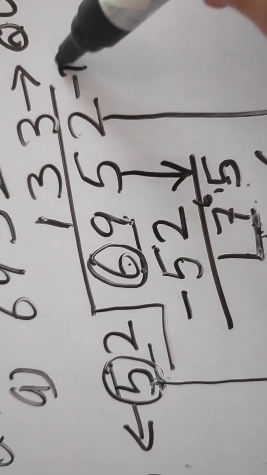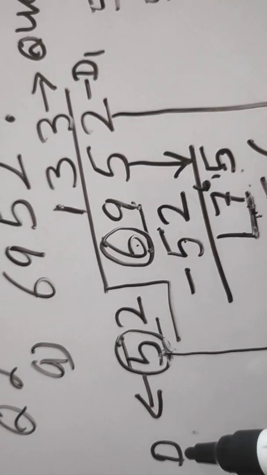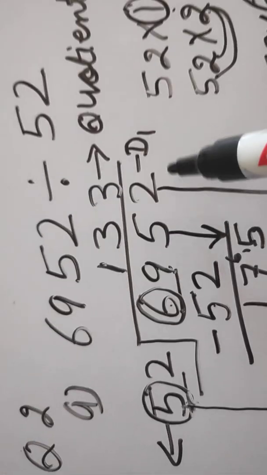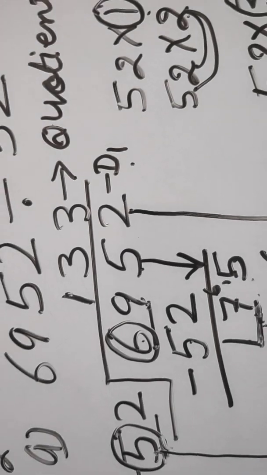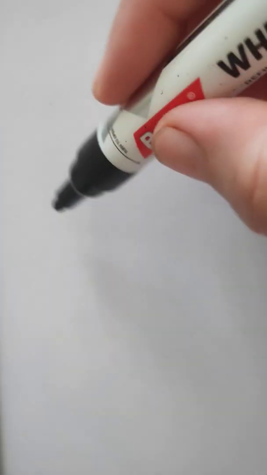Dividend you can represent by D1 so that you will not confuse. And for divisor you have used D. For dividend you can use D1. And divisor is 6952. Our next step is you have to check your answer whether it is right or wrong.